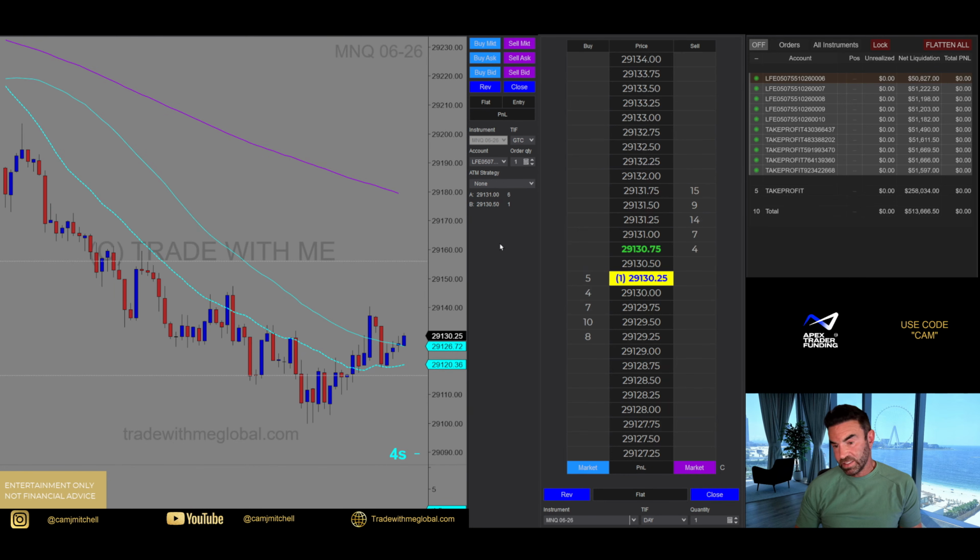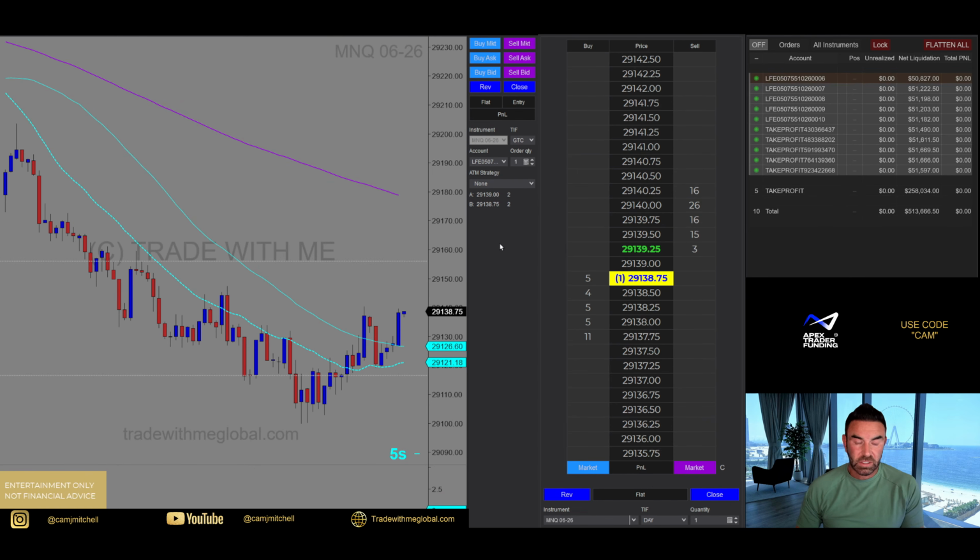So you can see it's starting to slow. The bars are getting smaller. And it's going to build.